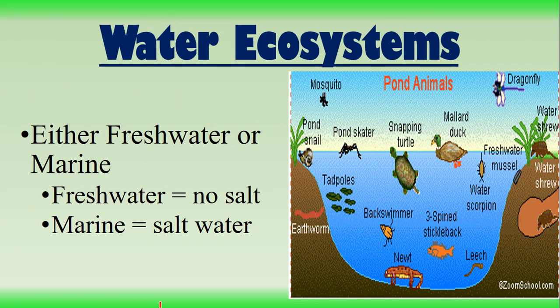Now, those are some land biomes. We also have some water ecosystems, and water ecosystems fall into two categories, either being a freshwater ecosystem or a marine ecosystem. And the difference here is salt. Freshwater ecosystems have no salt, while marine ecosystems are salt water. Now, we did talk a lot about the hydrosphere in other videos previous to this. If you haven't watched it, go watch it. But we're going to talk about it as a living aspect now, not the non-living aspect.